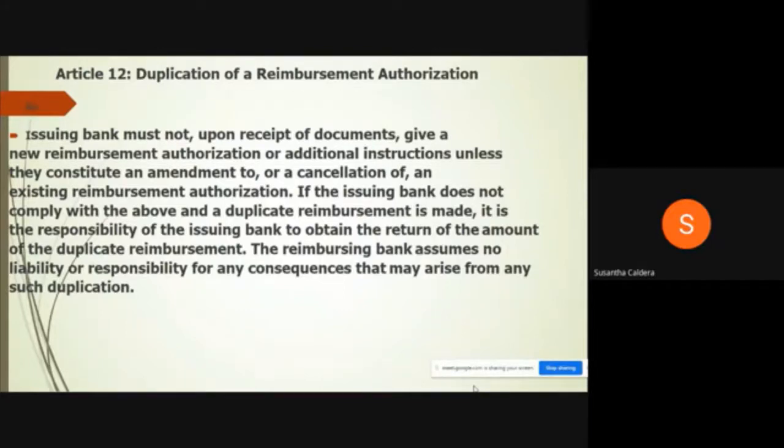Always, reimbursing banks don't take any responsibility; all the responsibilities are with the issuing bank. The reimbursing bank assumes no liability or responsibility for any consequences that may arise from any such duplication. It is entirely the issuing bank's responsibility if it gets duplicated.